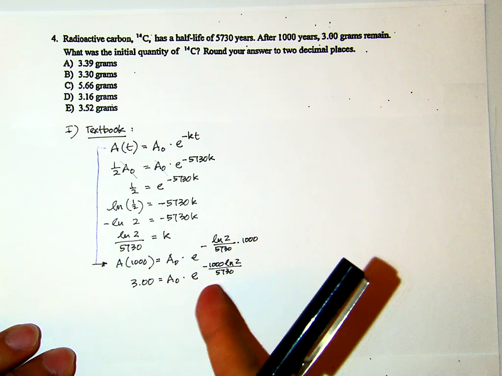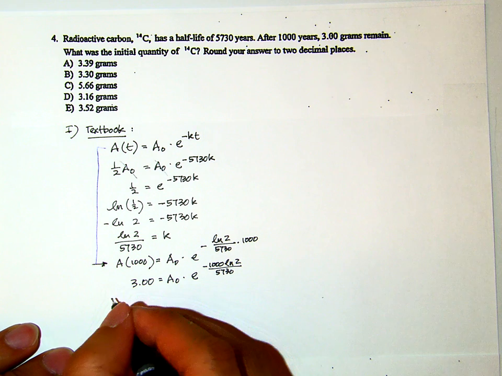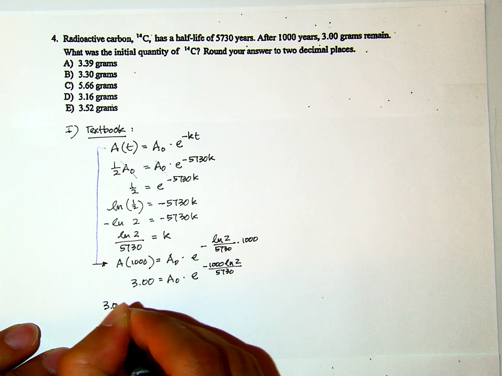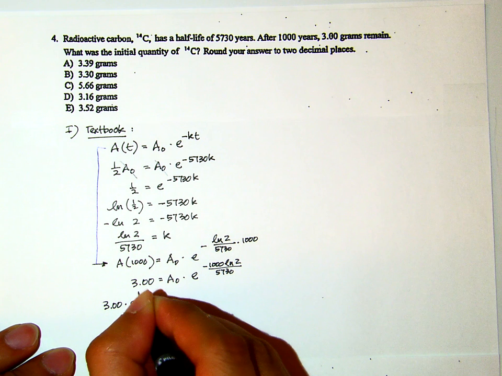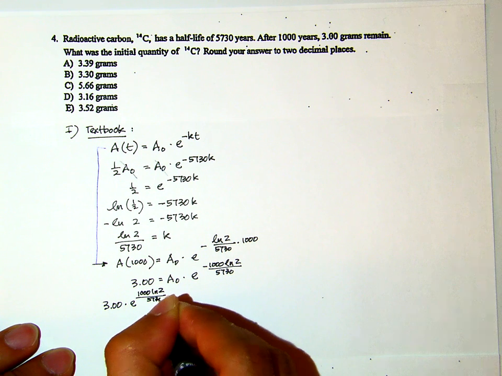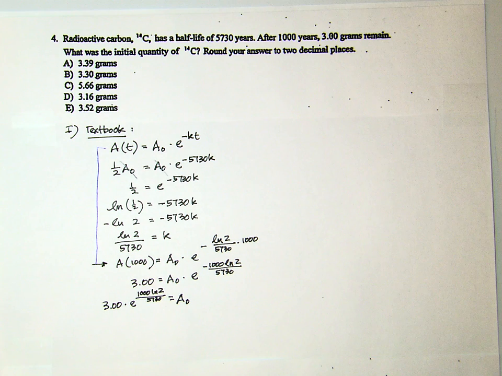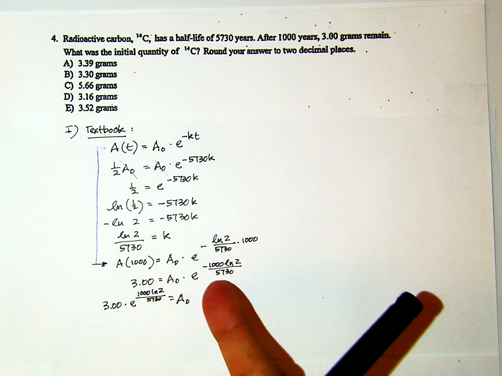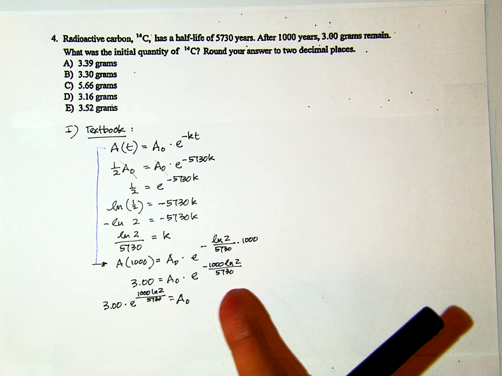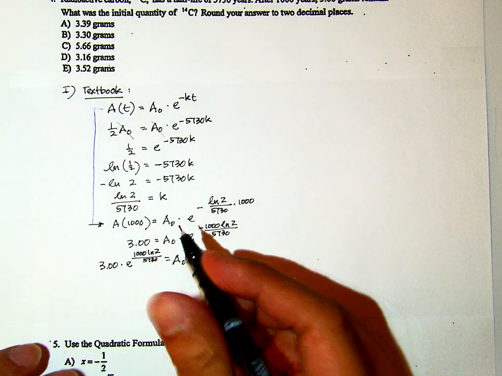Now, what I'll do is divide and move this to the other side. Basically, what happens is this: 3.00 times e to the positive 1,000 ln2 over 5,730 equals the initial amount. Notice that I divide both sides, and it becomes a positive exponent on the other side.